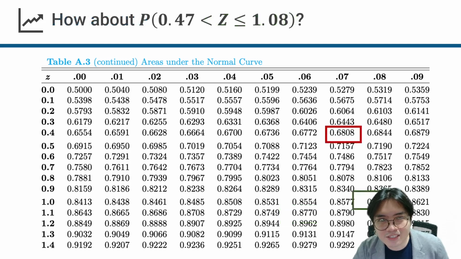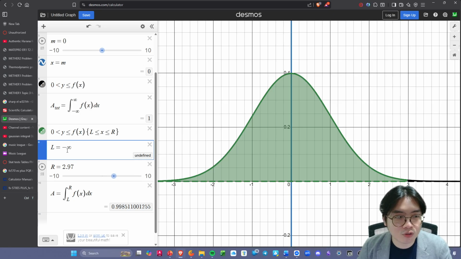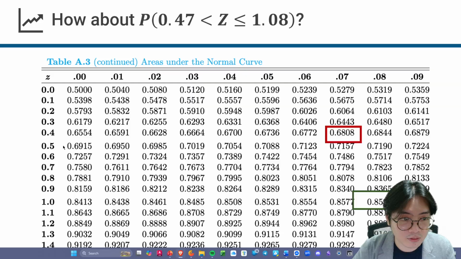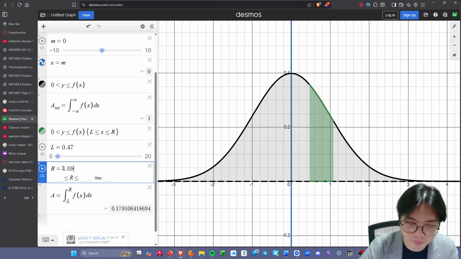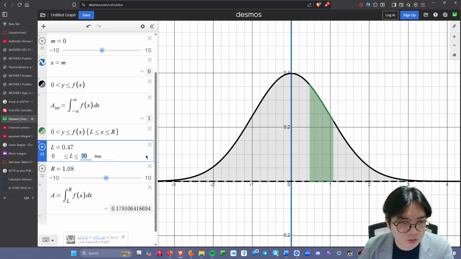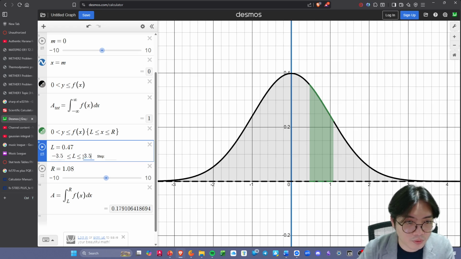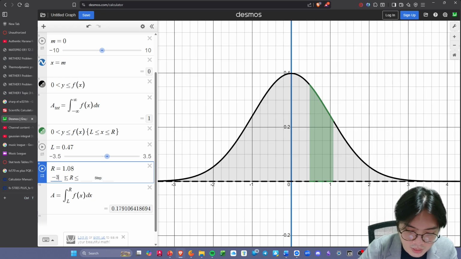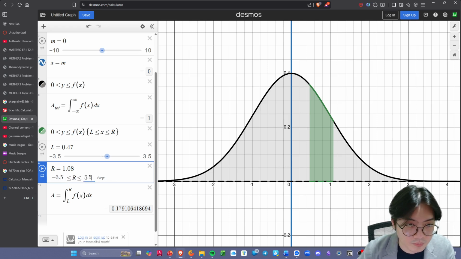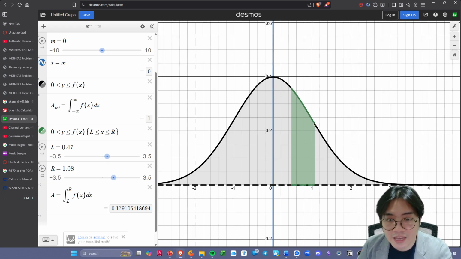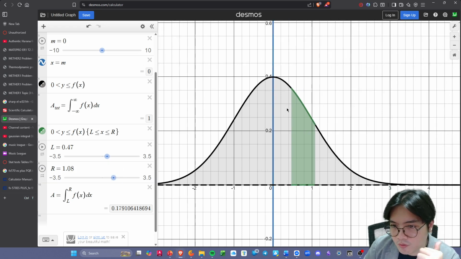Next, what if it's a range? What if it's no longer a cumulative distribution? What if it's between 0.47 and 1.08? How are we supposed to get that value? Now let 0.47 and then 1.08. Suppose we should just do negative 3.5, positive 3.5. Okay, there you go. We are being asked what this sliver of area is.